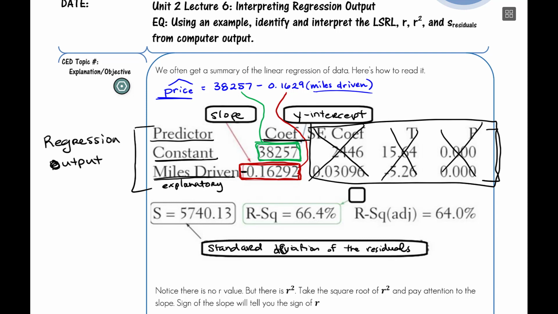Then we have this thing r-SQ. Well, that's r squared. And we hopefully remember that r squared is the coefficient of determination. And that is talking about the percent of the variation that is explained by the explanatory variable and this linear model.